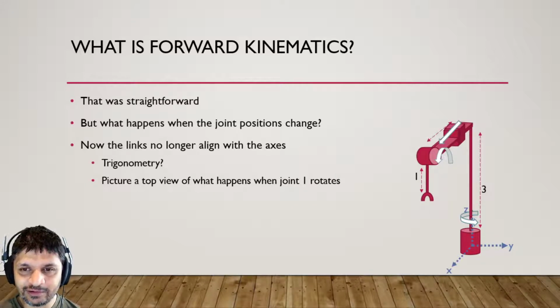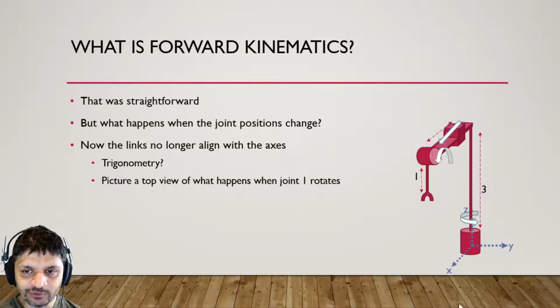Well, now it's a little bit harder. So picture what happens from the top view when joint 1 rotates. This distance along x will no longer be along x, right? Because the system will have rotated, this link will actually be sort of maybe here or something, right? So it's no longer along the x-axis, and it makes it much harder to figure out where the end effector is, because we've now got a completely different bit of trigonometry to do. But let's see what happens.